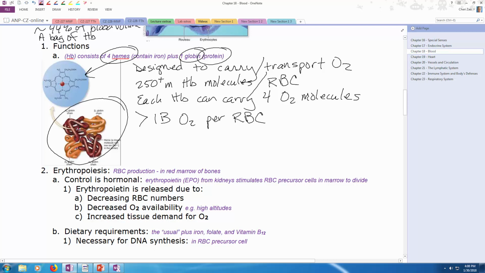So that's an important feature of our red blood cells. They're a bag of hemoglobin and they're designed to carry oxygen, and they take it to wherever oxygen is needed. And that's important stuff.